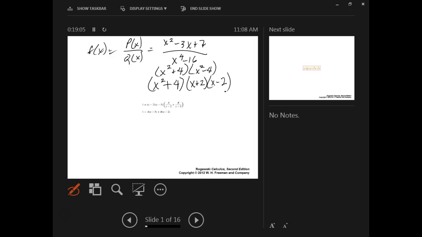How about this one? 2x squared plus 7 over x minus 5. Is that a rational function? Yea or nay?